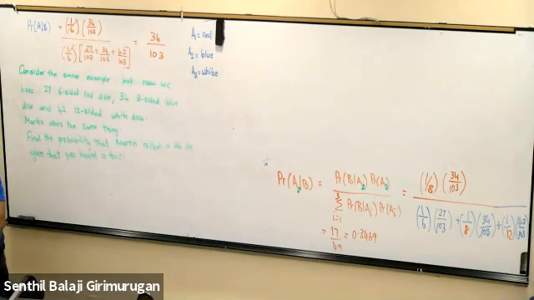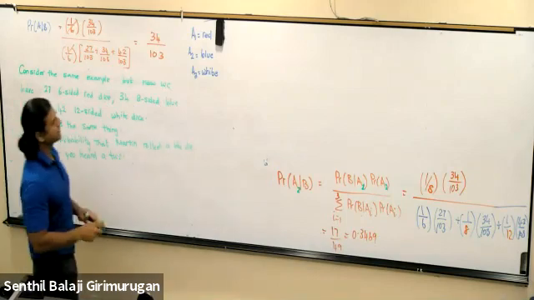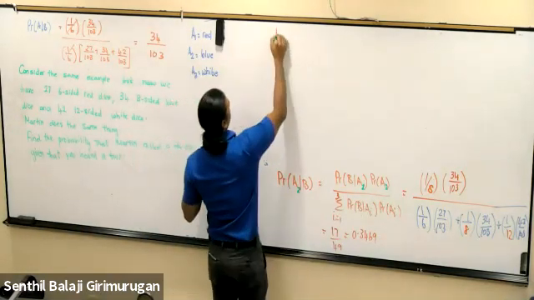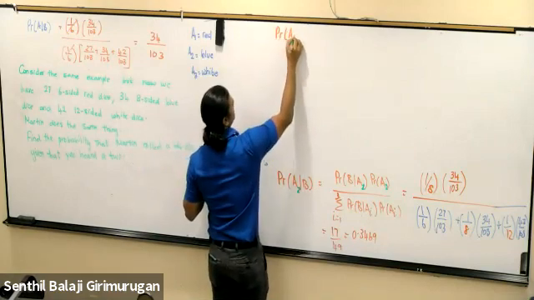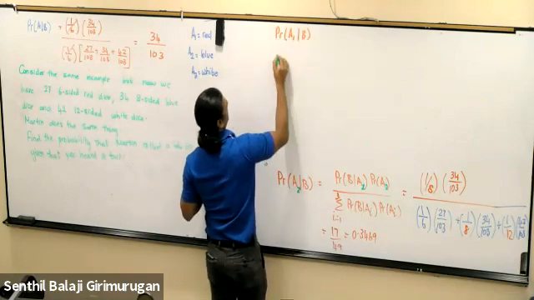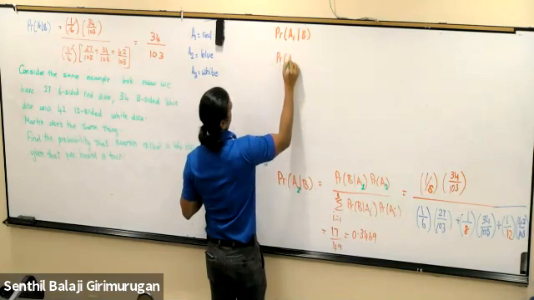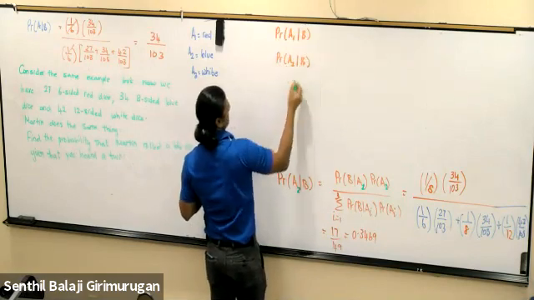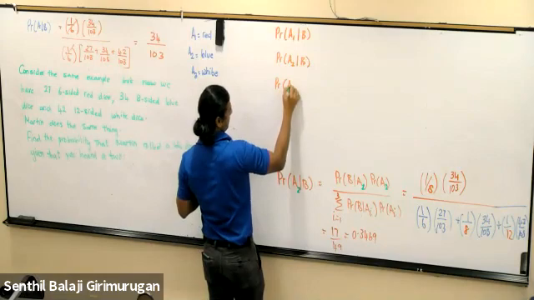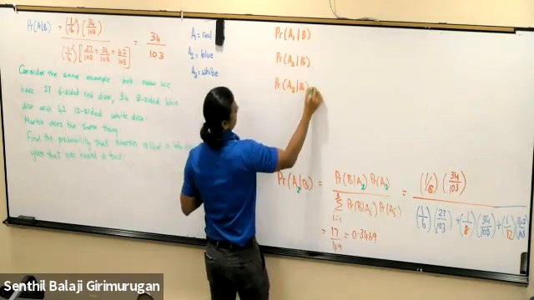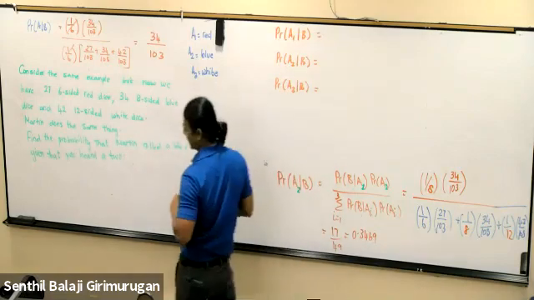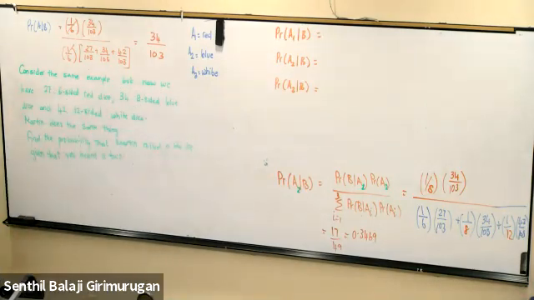Okay, now this is what I want you to do. I want you to find the probability of A1 given B. We know the probability of A2 given B already. Probability of A3 given B. So Martin yelled out a 2 already.